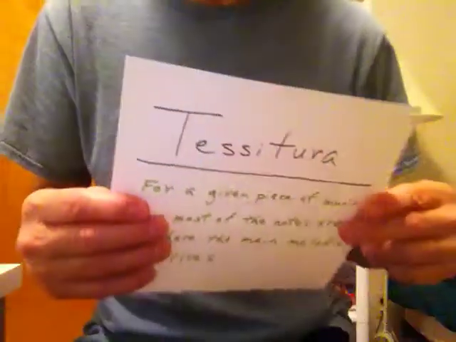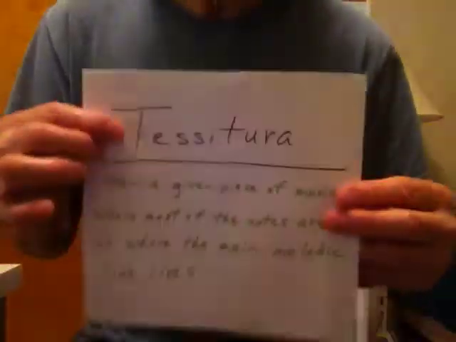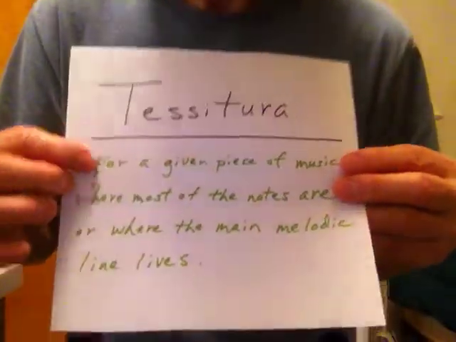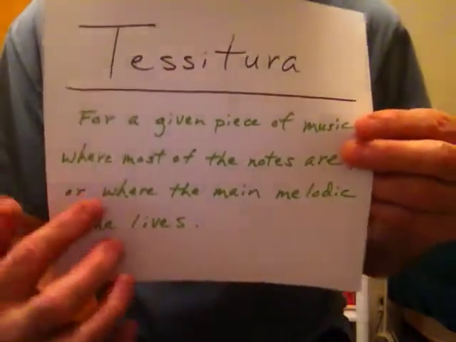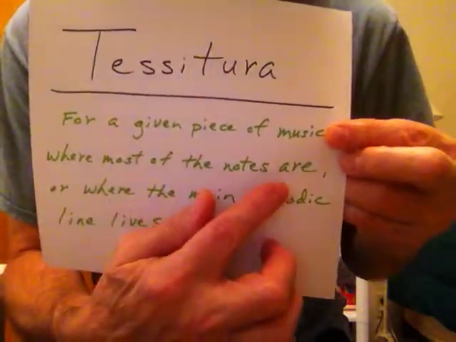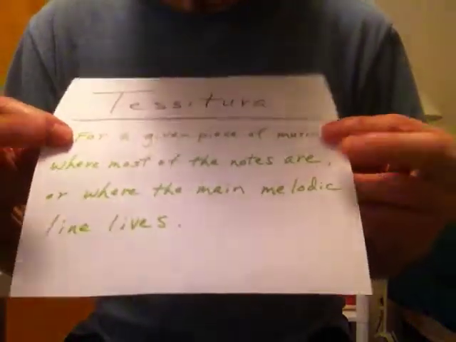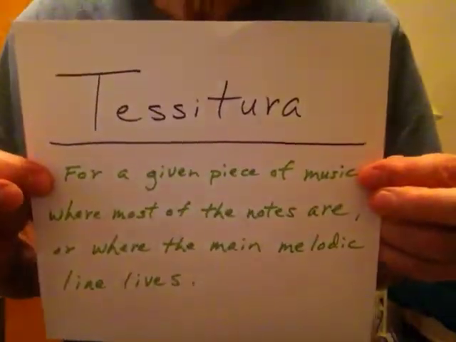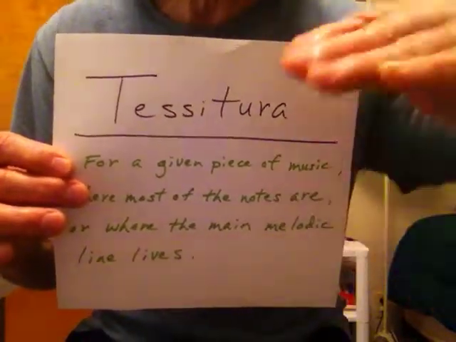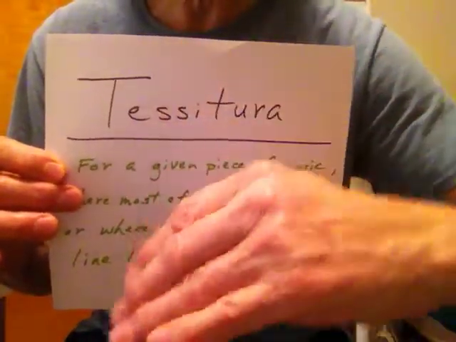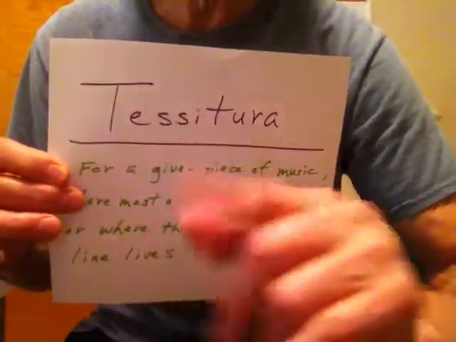they're wonderful. It makes my music look like crap, but when they write, there's a thing called tessitura, and that's pretty much, for a given piece of music, where most of the notes are. In other words, it's where most of the notes live. It's the range in which your main melody kind of stays and doesn't drift too far.